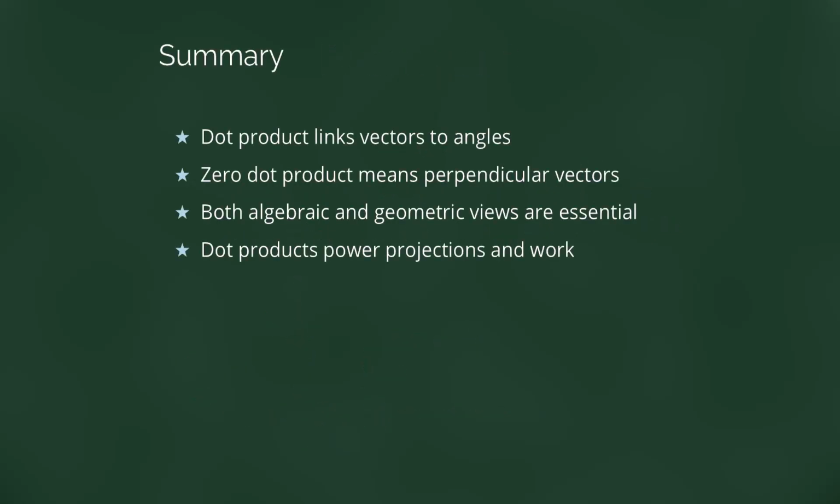All right, wrapping up what we know here. The dot product is going to link vectors to the angles between them. We know that a 0 dot product gives us perpendicular vectors. We have both an algebraic and a geometric view or formula for the dot product. We're going to need both of those for various applications. And so what we're going to see coming up soon is that dot products are going to power what we call projections of one vector onto another, and they're going to be very useful in computing work in various physical applications.